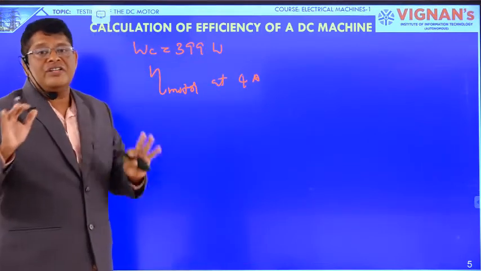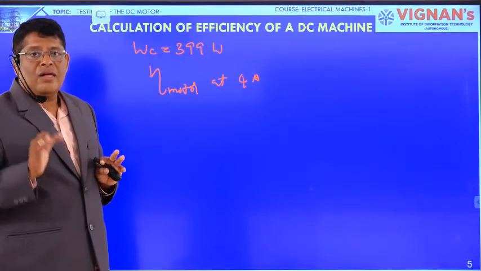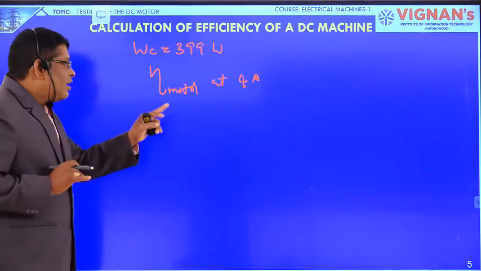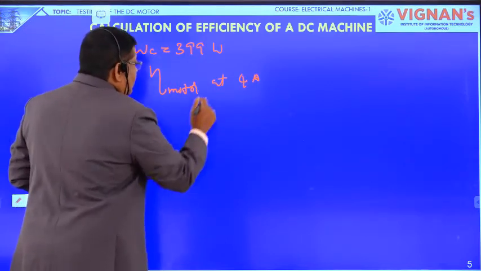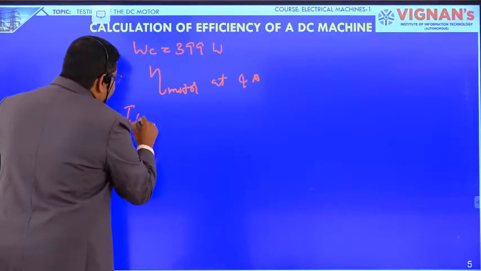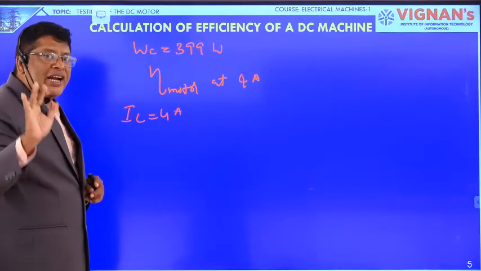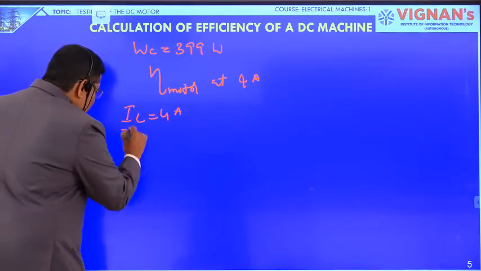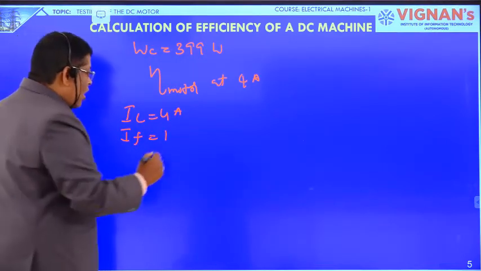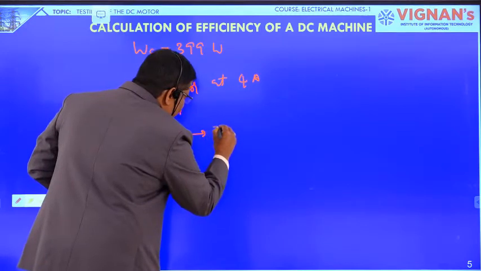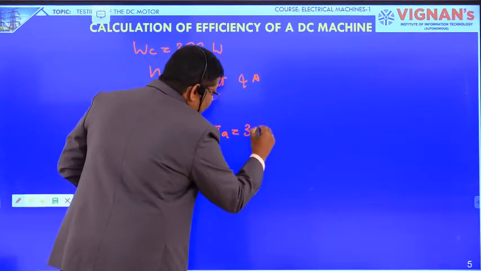How much is the efficiency? That we are going to calculate. See, we have taken the shunt motor. This is the input current. If IL equals 4 amperes, the shunt field current is already constant. IF value we know, that is 1 ampere. Now armature current IA equals 4 amperes minus 1 ampere, which is 3 amperes.